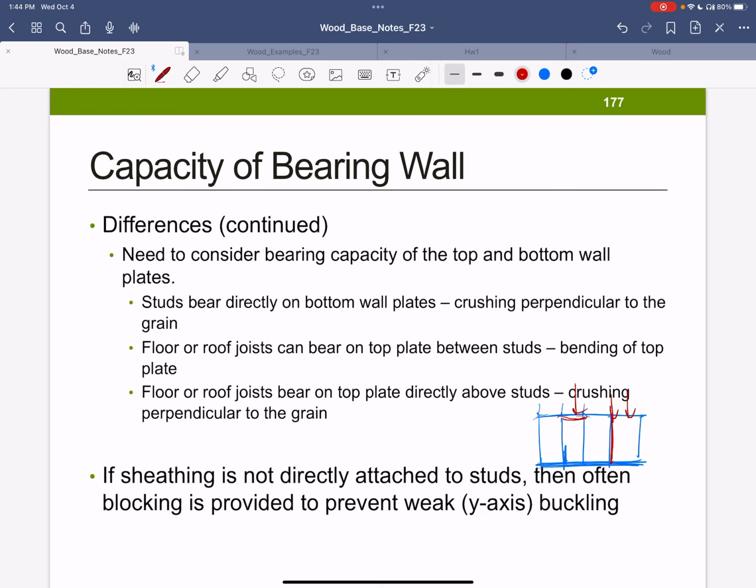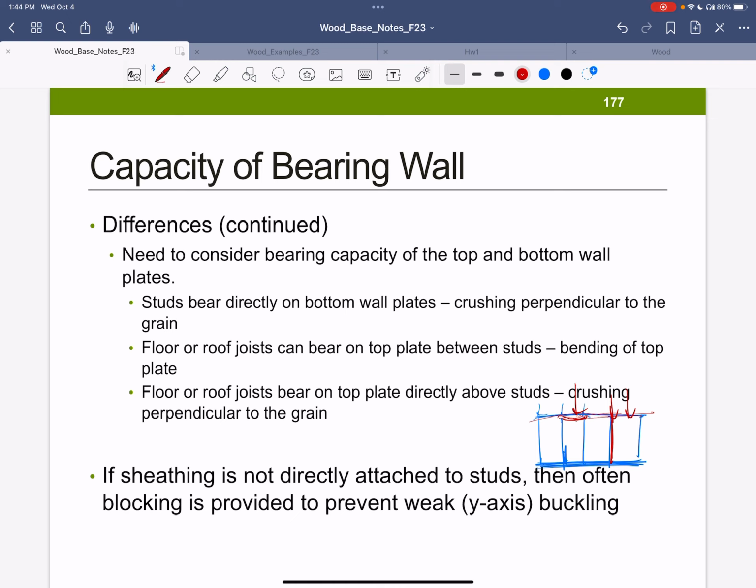Right, so I've got the individual studs, which I'm kind of looking at crushing or buckling out in the strong axis direction. And then I also have the issue of the plates that I have to deal with. In other words, the top cross members. If the loads are coming down between the studs, that's that kind of buckling. So it's nice if they can all be lined up, but that's not the reality because I may have different uses for these different floors.